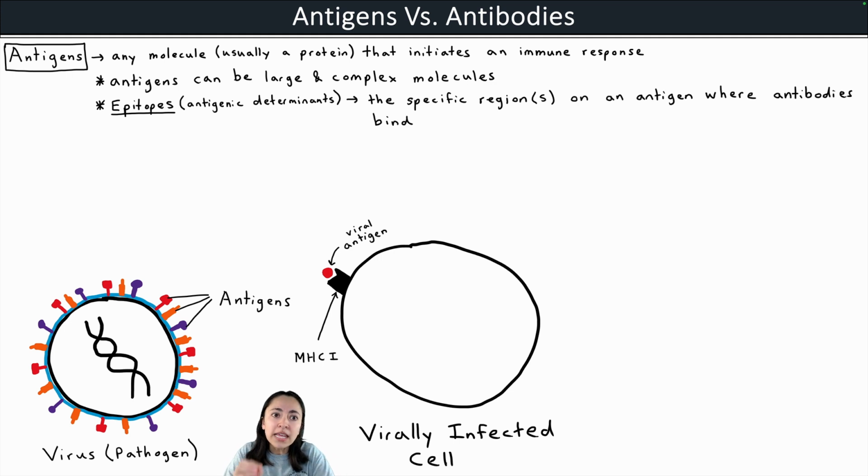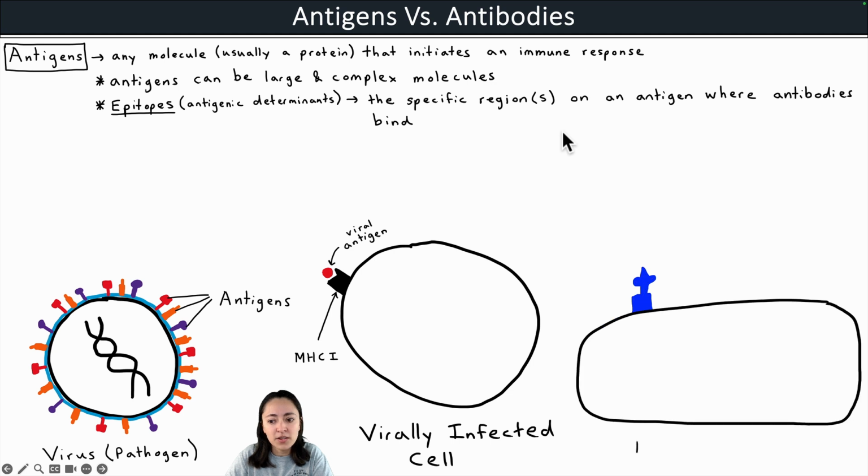Now, the antibodies will bind to specific regions on the antigens called epitopes. So epitopes are also known as antigenic determinants. These are the specific regions on an antigen where antibodies bind. For example, here I have a bacterium. On its surface, it has some proteins on it. These are the antigens, right?